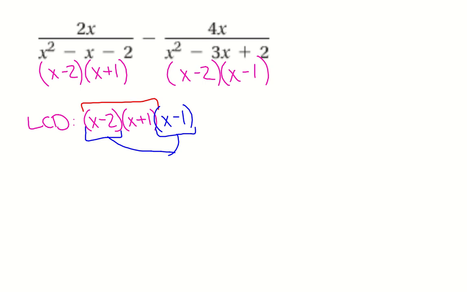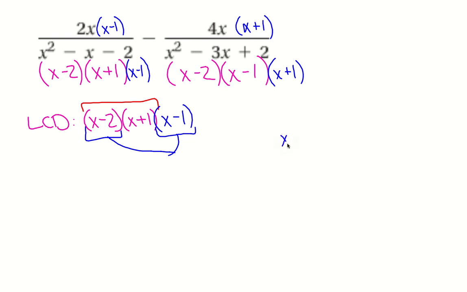That means I'm going to have to multiply both terms by something, right? Neither one is okay without being multiplied by anything. The first fraction would need to be multiplied by x minus 1 over x minus 1. And the second one then has the x minus 2 and x minus 1, but is lacking the x plus 1. So it needs to be multiplied by x plus 1 over x plus 1.